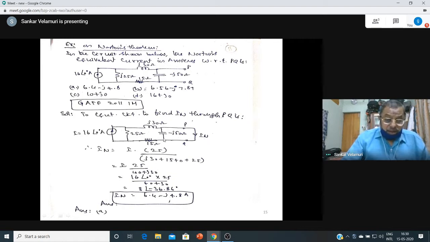So this parallel resistance branch plus this resistance also should be added. Alright. So I into 25 by j40 plus j30 it happens to be. So it is equal to 8 at an angle minus 36.86.